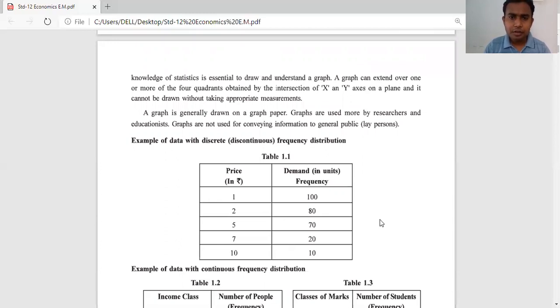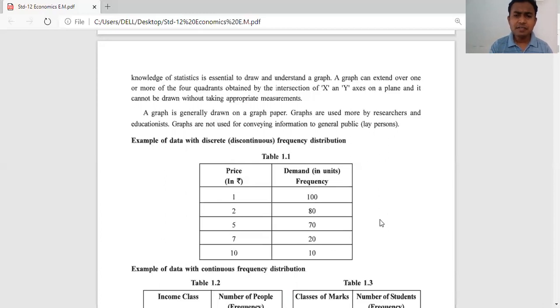When you make the x-axis and y-axis on graph paper, four quadrants are formed: quadrant 1, quadrant 2, quadrant 3, and quadrant 4. These quadrants cannot be made without proper measurement. So when you are making a graph, you have to follow perfect measurement. A graph is drawn on paper. Now, graphs are used more by researchers and educationists. Graphs are not used for conveying information to the general public.